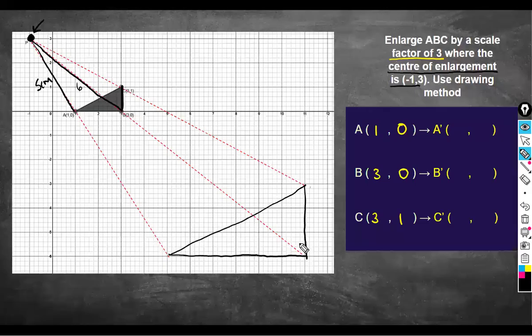It's the same thing, except the center of enlargement is a different point. It's not the origin. And when the center of enlargement is not the origin, you cannot use the matrix. You have to use the drawing method. The matrix is only used for an enlargement when the center of enlargement is the origin, nothing else. Okay?